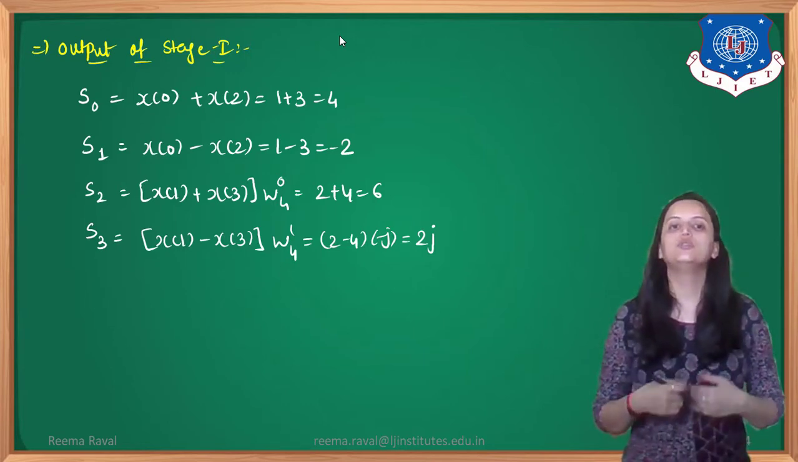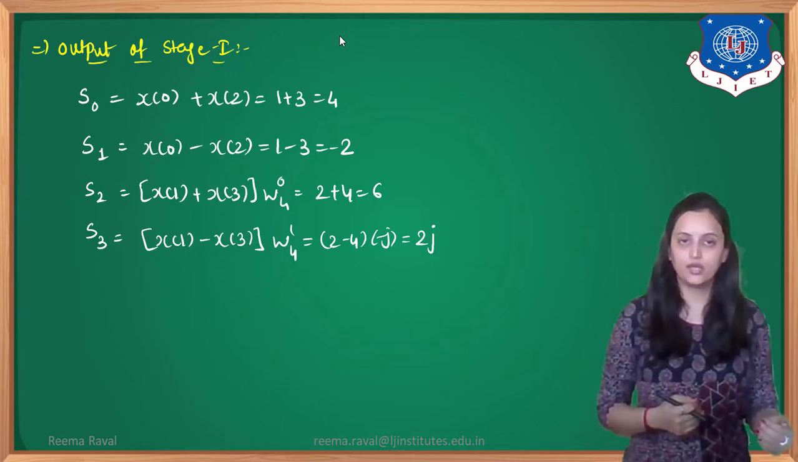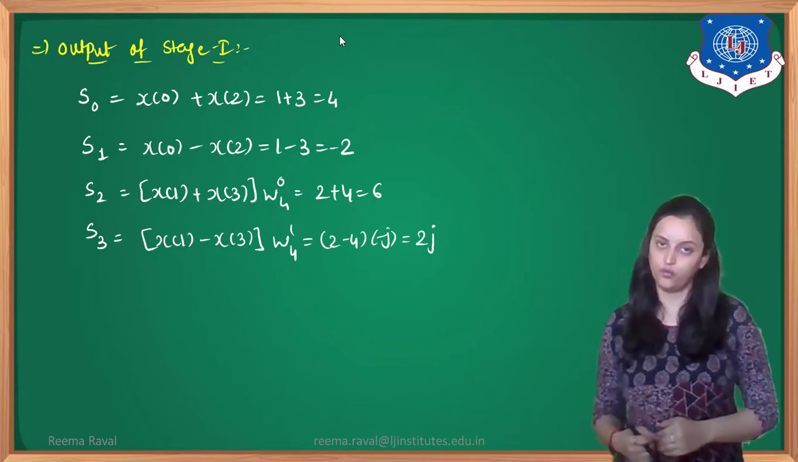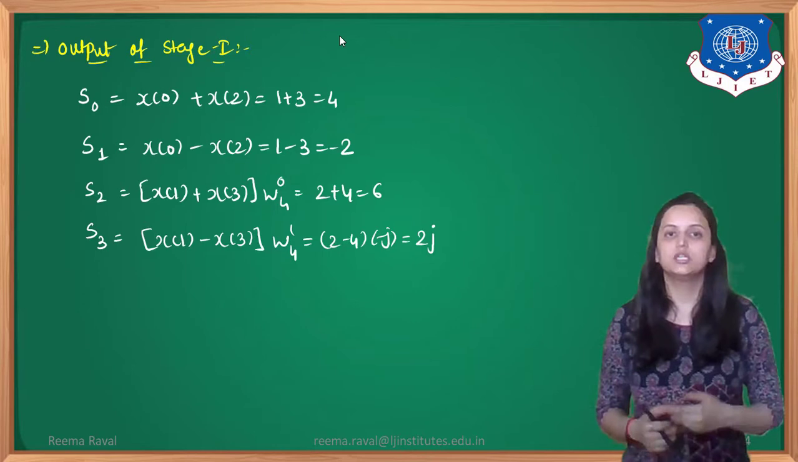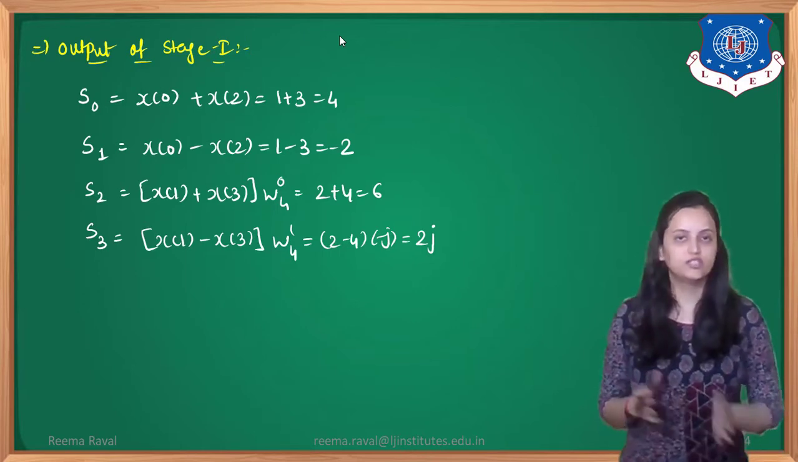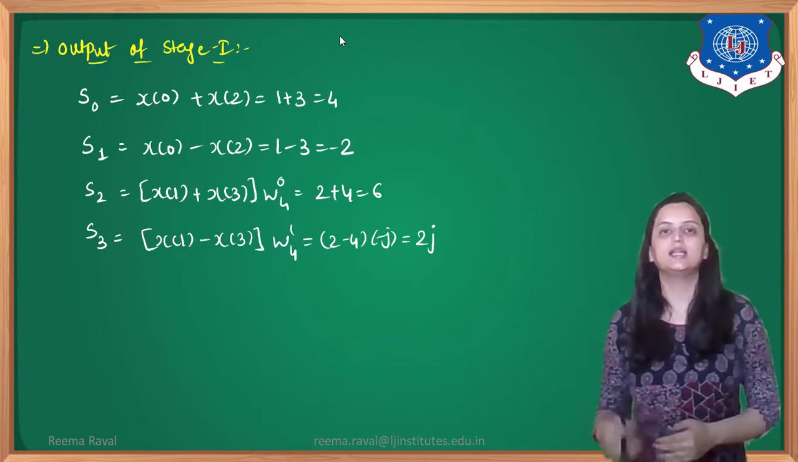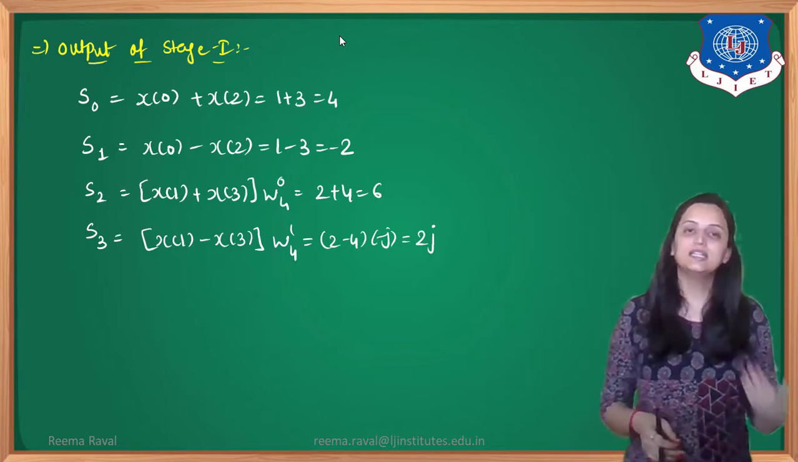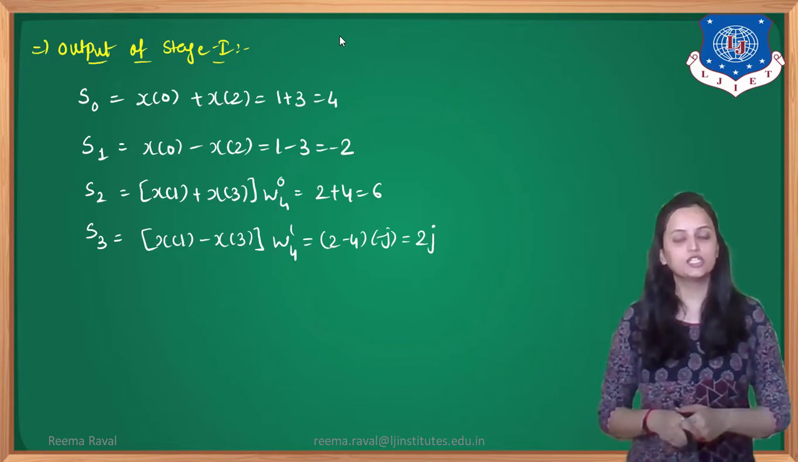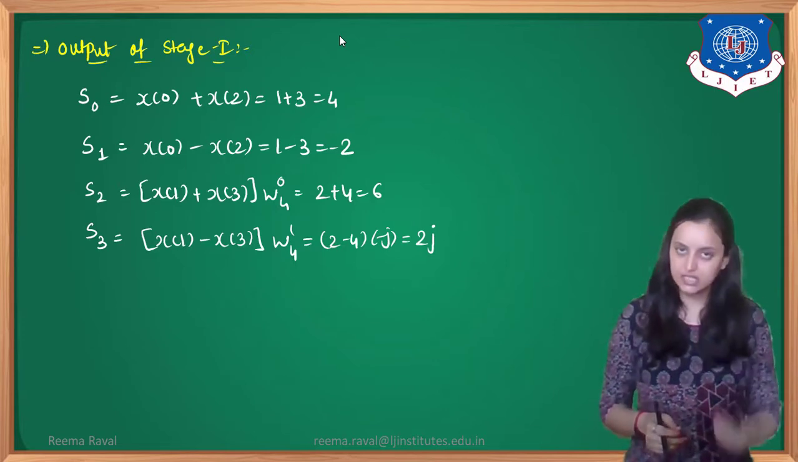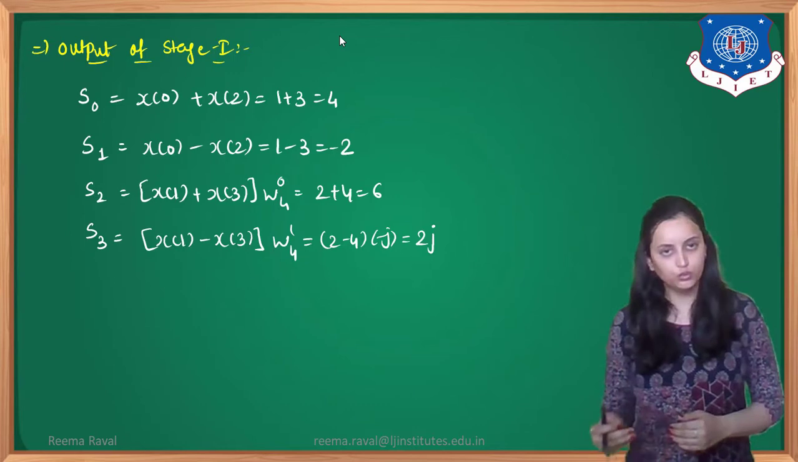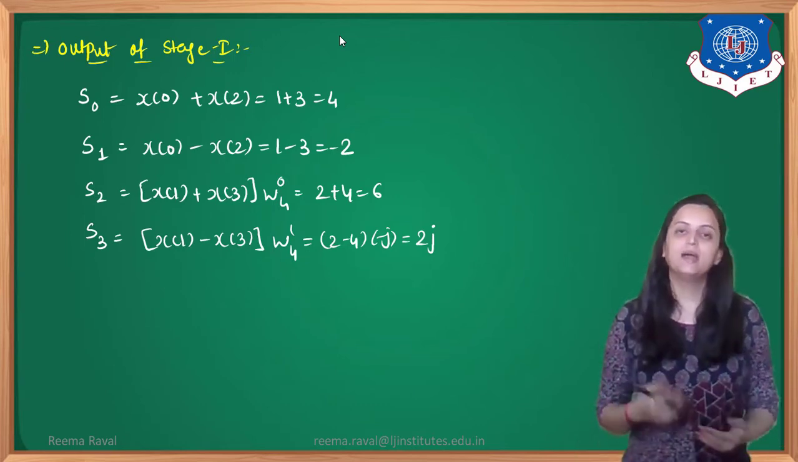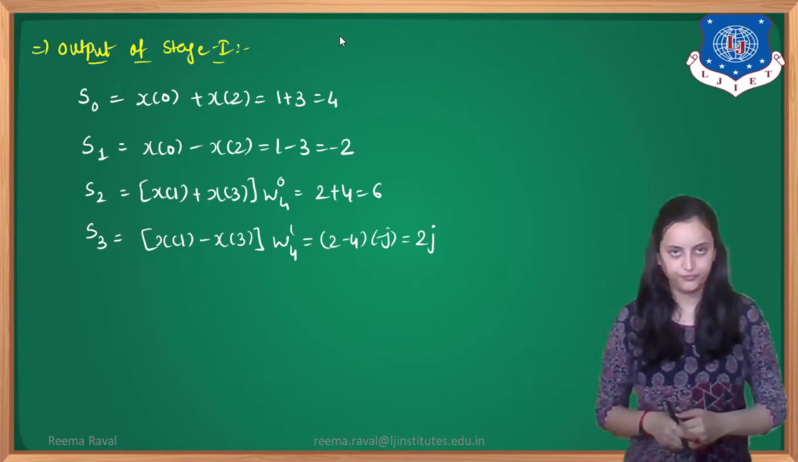Here we have taken the values 1, 2, 3, 4, where x of 0 is 1, x of 1 is 2, x of 2 is 3 and x of 3 is 4. So by considering the values, we are placing the inputs x of 0 and x of 2, which is 1 plus 3, that is equal to 4. So output of S0 is 4. Then the next, S1. Here the equation of S1 is x of 0 minus x of 2, where x of 0 is 1 and x of 2 is 3. So 1 minus 3 is equal to minus 2.